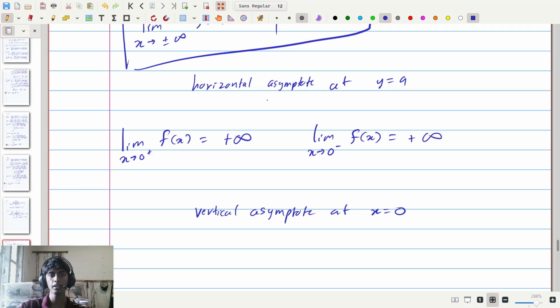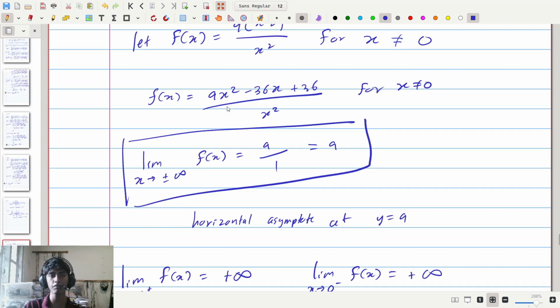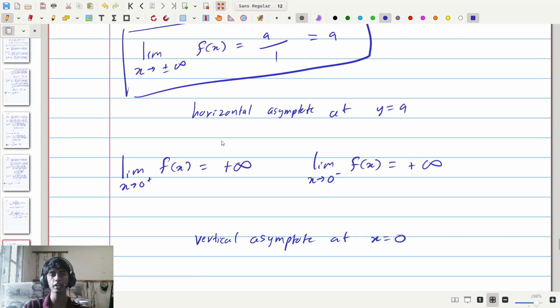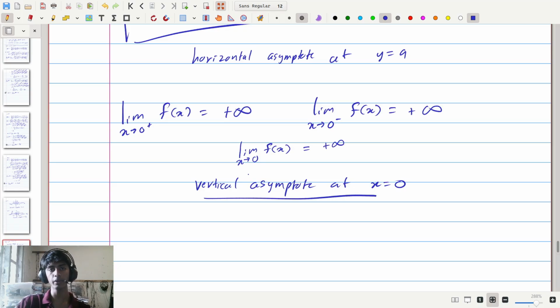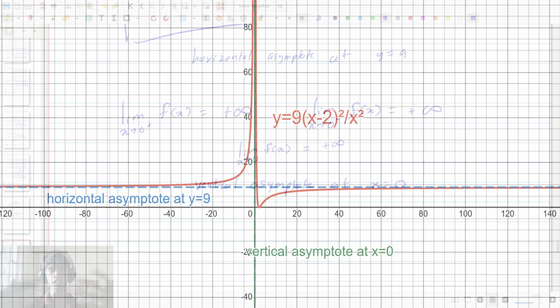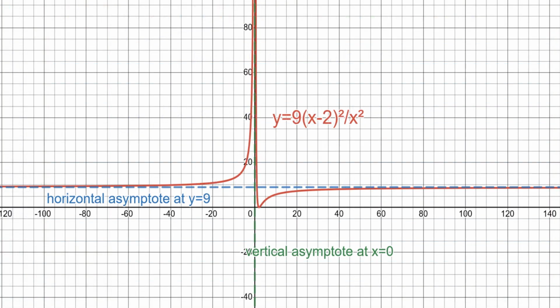So therefore, the limit as this rational function f(x) approaches 0 from the right side and left side is going to be positive infinity. Therefore, the limit as x approaches 0 of f(x) in general is going to be positive infinity. Therefore, we have a vertical asymptote at x equals 0, where at that point f(x) is approaching positive infinity from both directions. Again, here's the graph of the function. You can see this is also holding up.